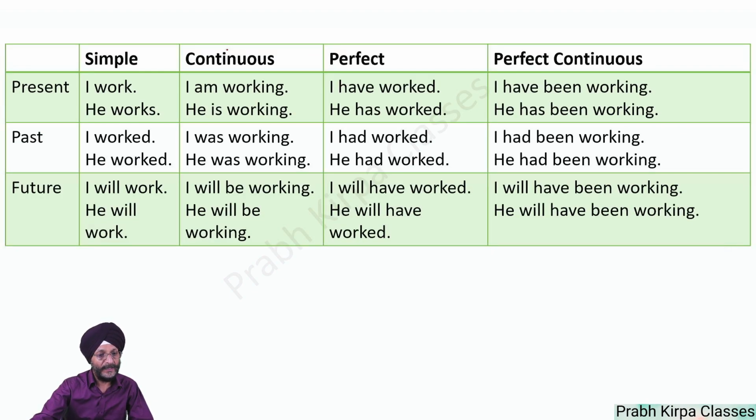Here are the examples of each of these types of tenses. For example, when we talk about present simple tense, the example is I work, he works, and in continuous, I am working, he is working. And when we talk about present perfect, the example is I have worked, he has worked. And the example of present perfect continuous is I have been working, he has been working. In the same sense, past and future examples are before you.